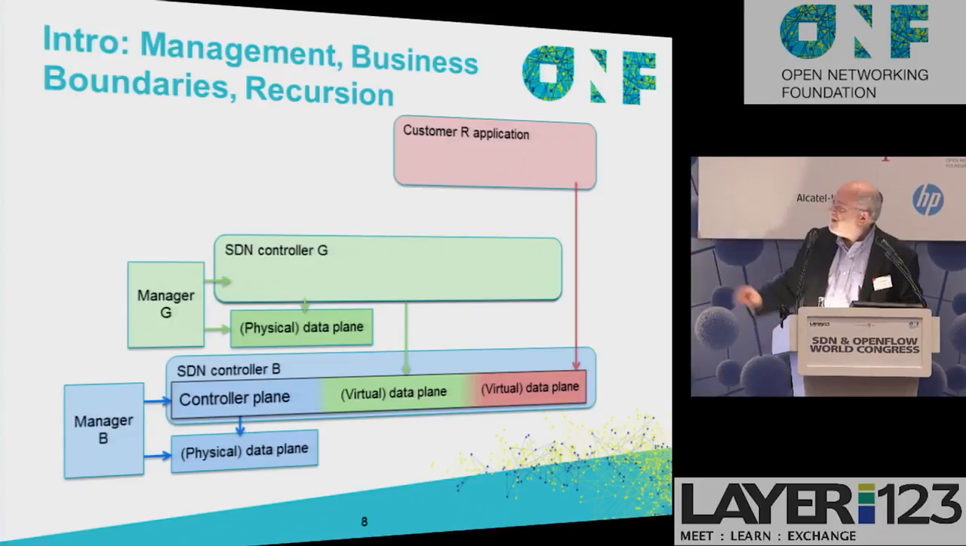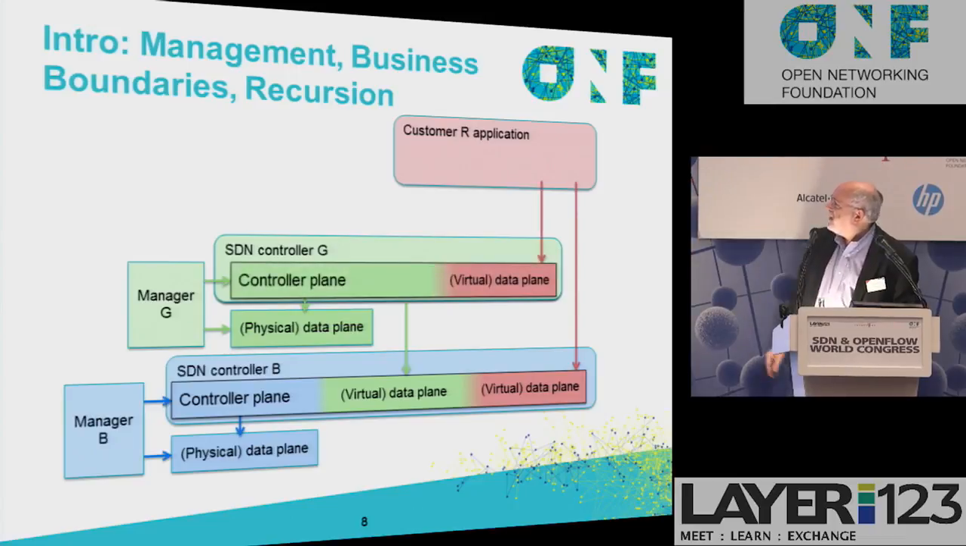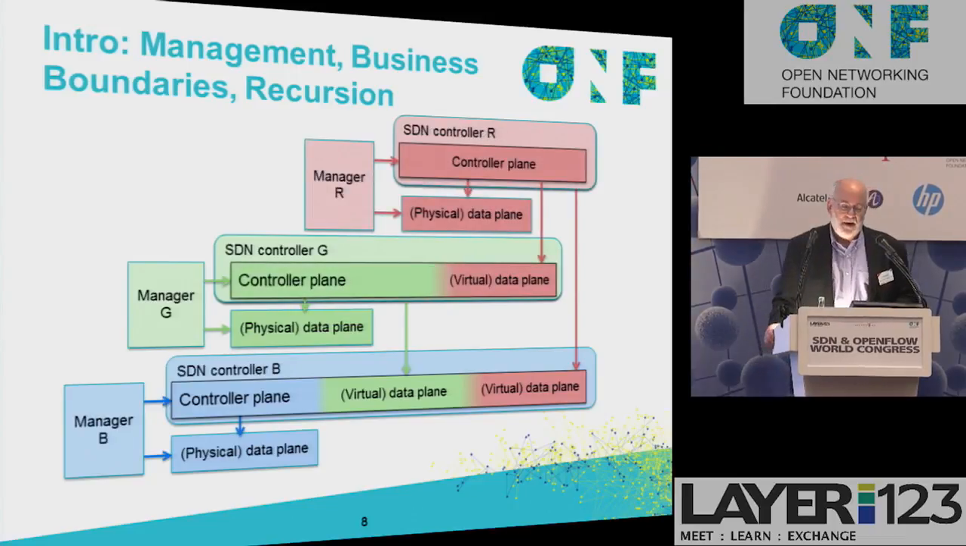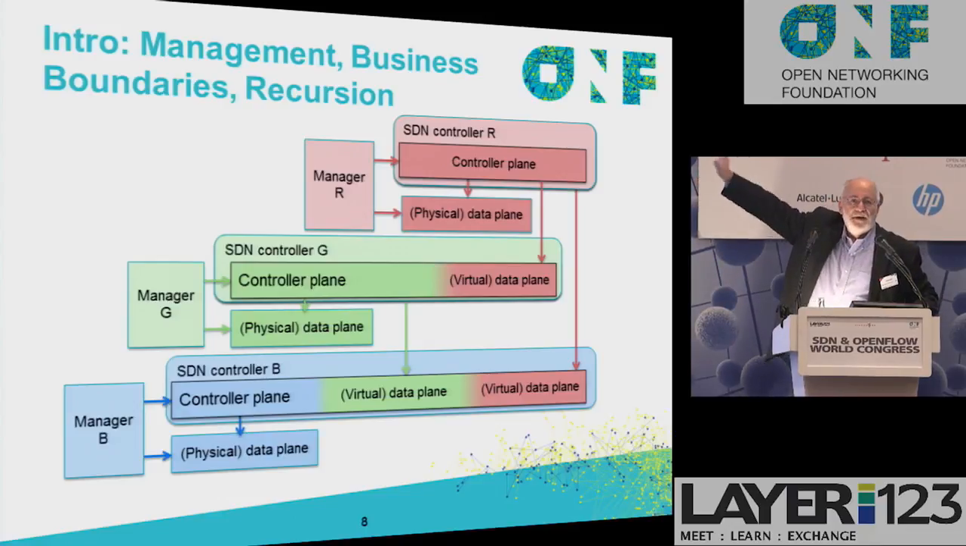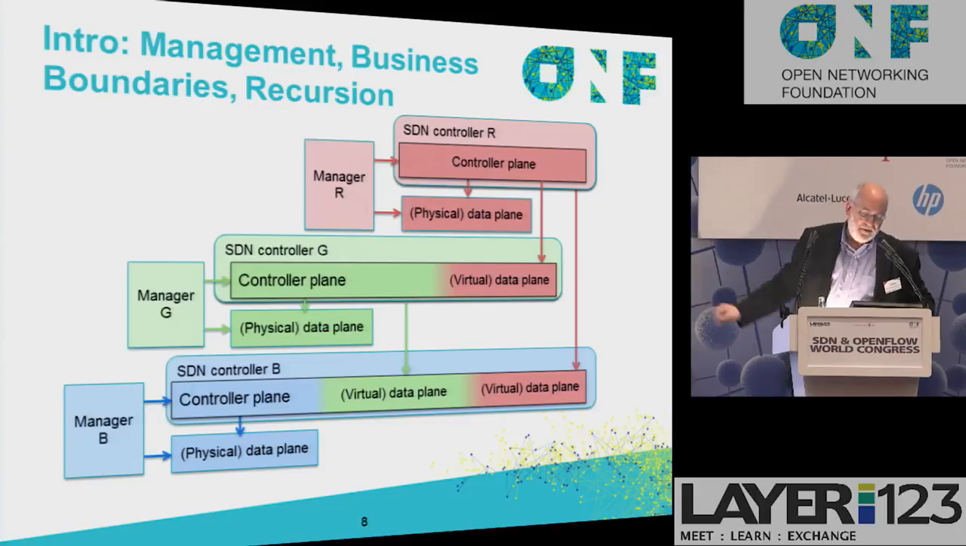Now, if you take a look at customer R, it could be an application, or again, customer R could be a service provider as well. And they're doing the exact same thing. They're running their own virtual service, and they could even use the green service provider to provide services by leasing capacity from the green service provider and leasing capacity from the blue service provider as well.